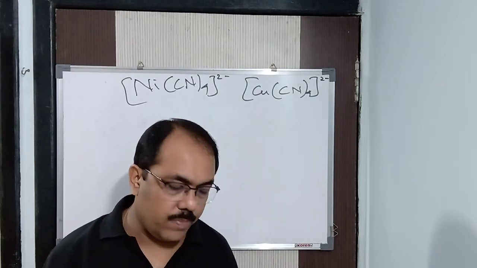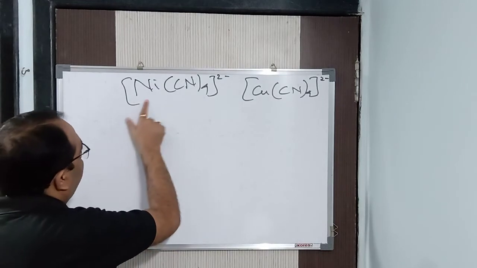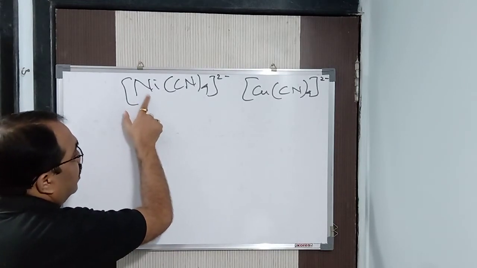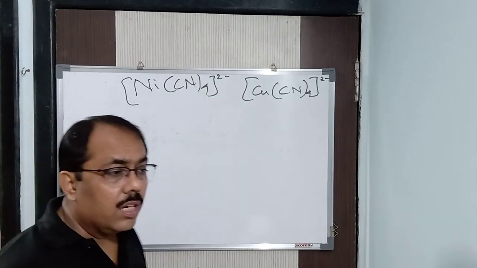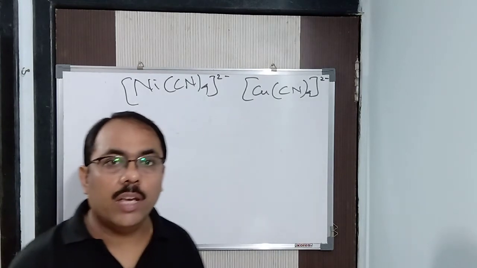Now, how will you draw it? Before going there, I have to calculate the oxidation number of this central atom. This is a central metal atom. This particular example I will teach you again in class 12. A chapter will come, coordination compounds. There I am going to teach you again.